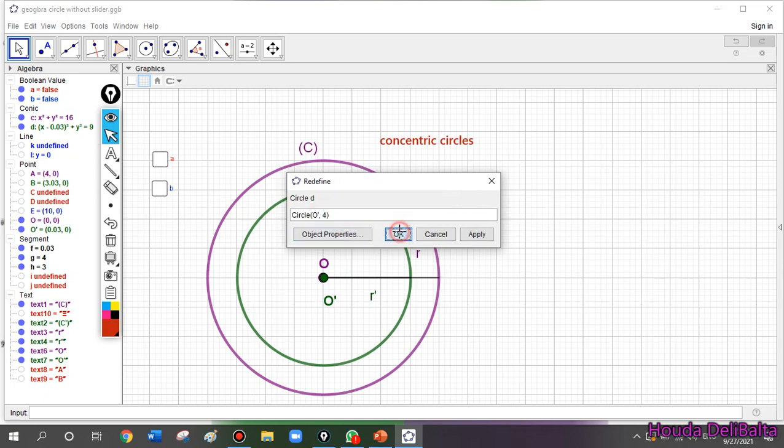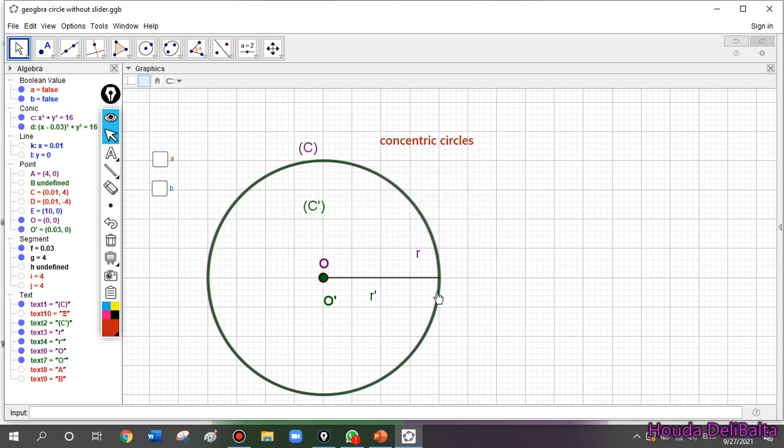These are concentric circles, and if the green one is going to have a radius 4, so we have concentric circles that are equal, then we will get confounded circles. So concentric circles of equal radii are called confounded circles. They are concentric, having the same center, and they also have the same radii. So C and C prime are confounded. We represent it that way.